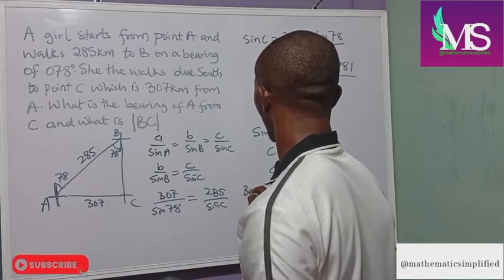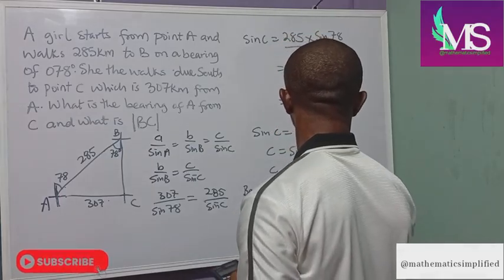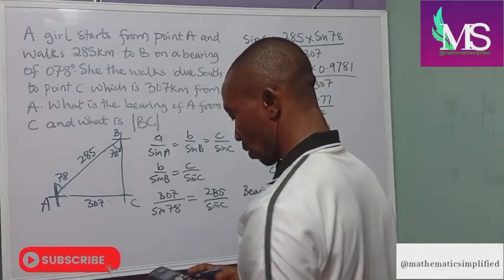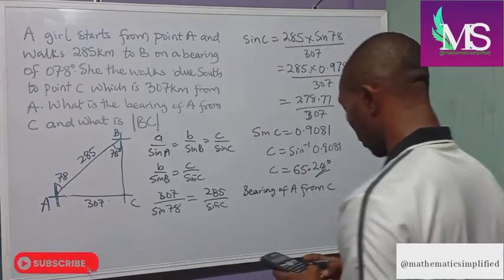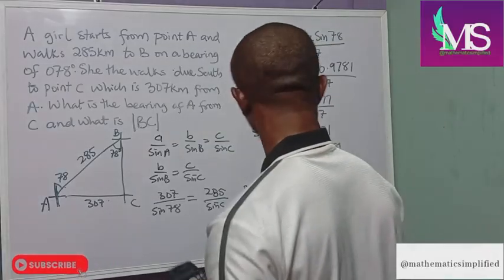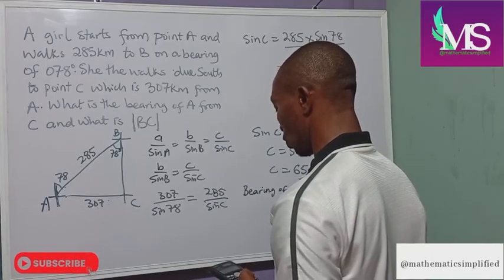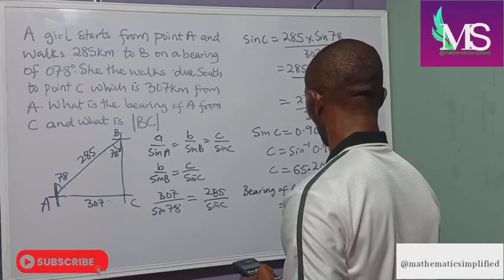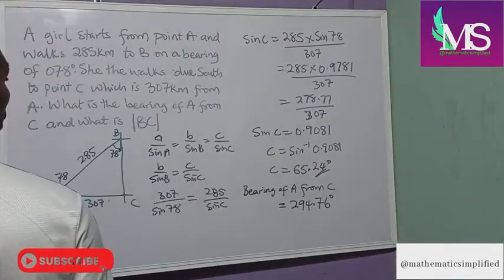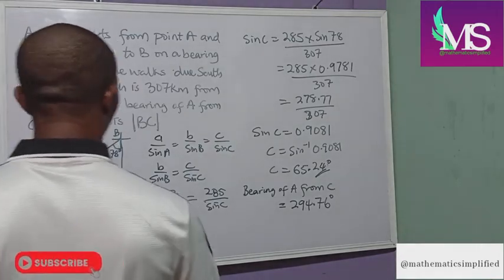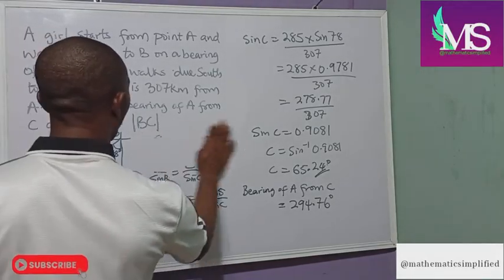So if C is 65.24 degrees, that means our bearing of A from C will become 360 minus 65.24, which will give us 294.76 degrees as our bearing. Now, that's our bearing of A from C. And the next one says we should find BC. Now, I'm looking for BC.